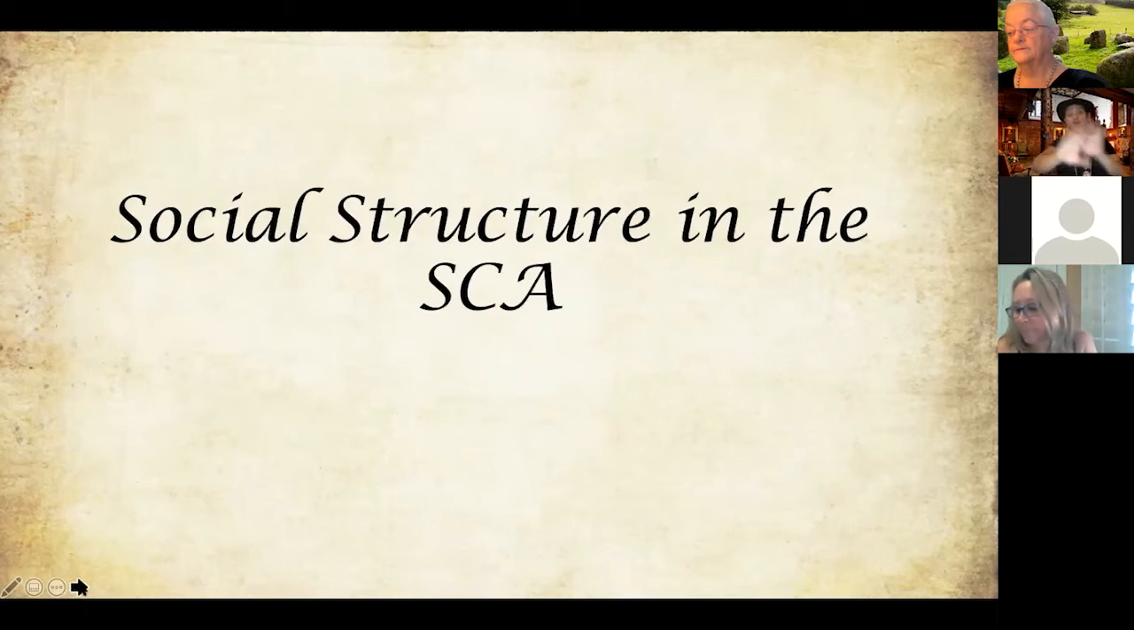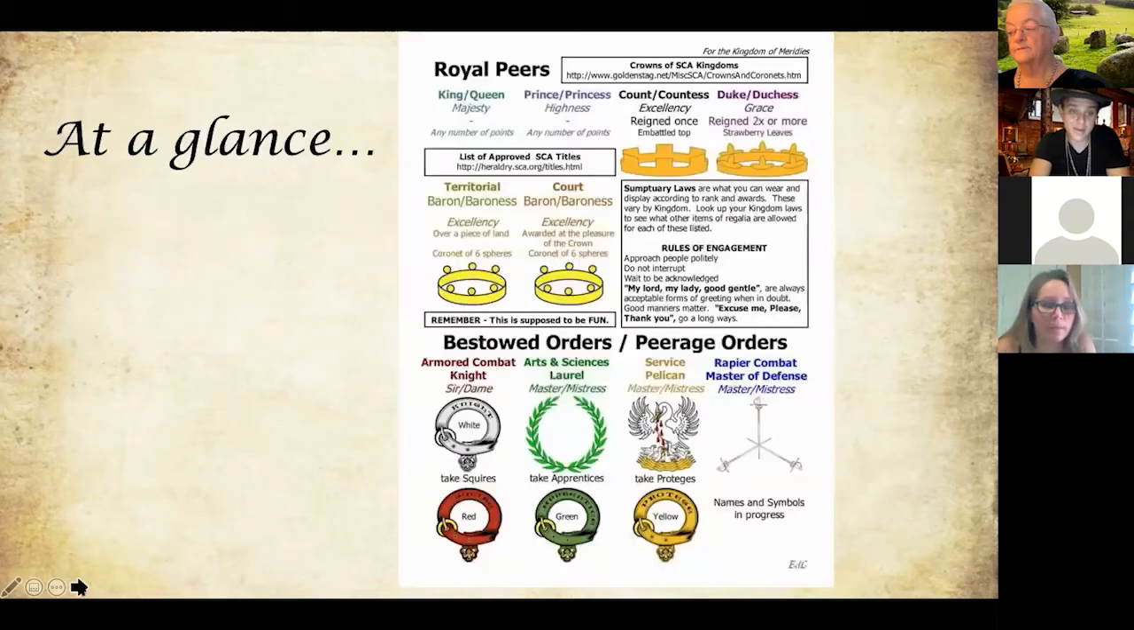Now that we have all of that context out of the way, let's go quickly into a look at the social structure of the SCA. At a glance, this is everything in a nutshell, from the king and the queen to the princes to the counts and the dukes, even though those should be flipped. Then below them, we have the territorial and court baronies. And then below them, we have the peerages along with their students.